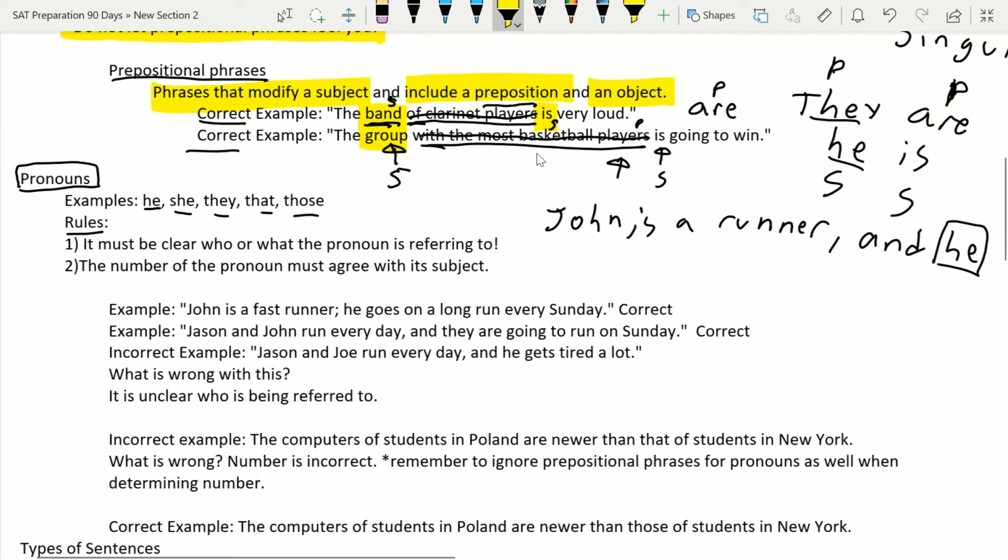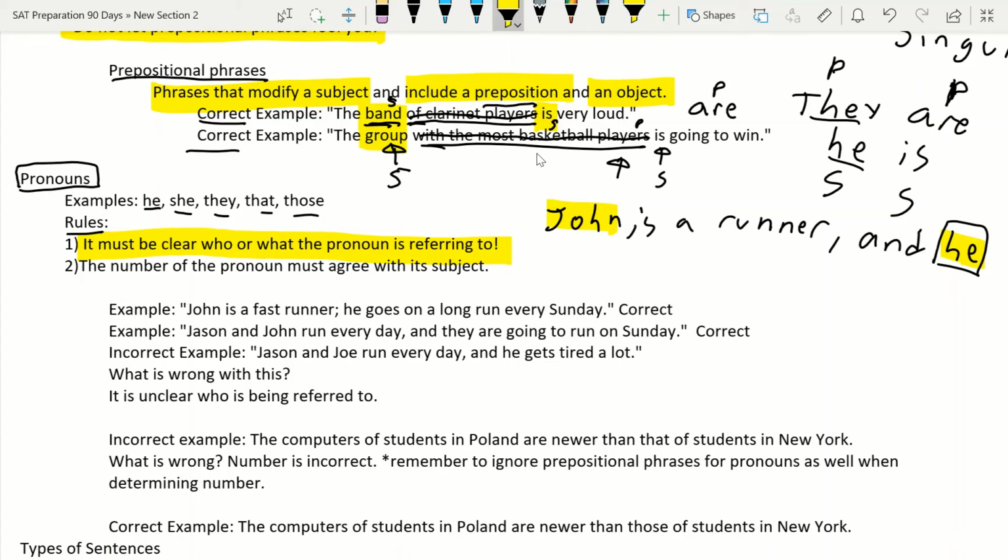All right, so the rules for pronouns. Number one rule: it has to be clear who or what the pronoun is referring to. So we see in our sentence over here, we have John is a runner and he. We know he has to be John. Now, if we were to have a sentence like the one I'm highlighting down here, "Jason and John run every day," and then we were to say and he, we couldn't say and he because we have Jason and John, which is two people, so we wouldn't be certain of who he is. That would be an example of making a mistake and not being clear about who or what the pronoun is referring to. So if we're going to use a pronoun, we need to make sure we know who it's referring to.